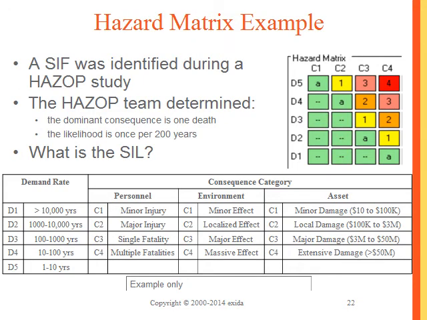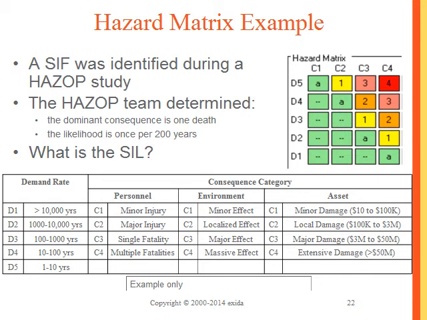If we look at an example again, let's say a SIF was identified during a HAZOP study. The hazard team determined that the dominant consequence is 1 death. The likelihood is once per 200 years. So what is the SIL? Looking at the demand rate of 200 years, that falls into D3, between 100 and 1,000. We're looking at a single fatality, so we will be looking at C3.